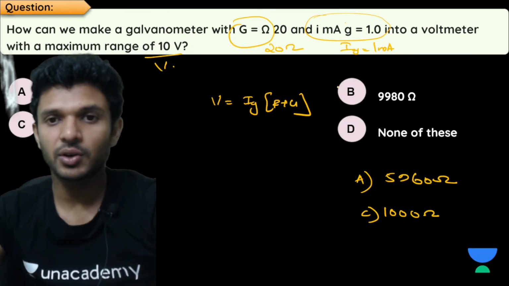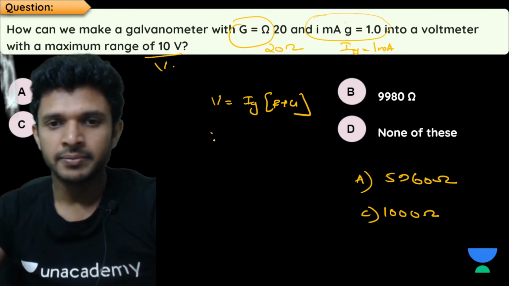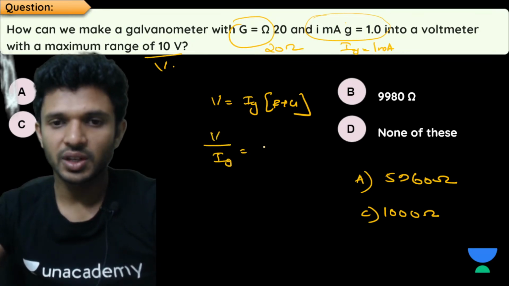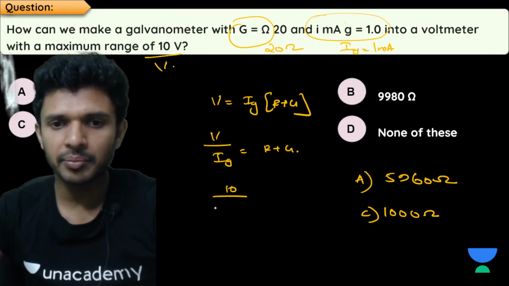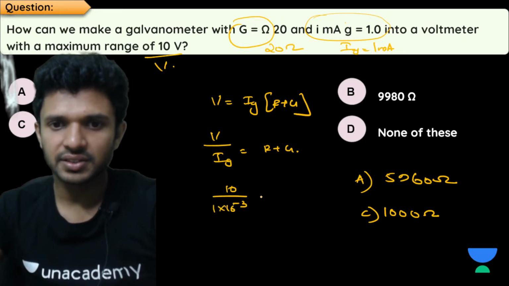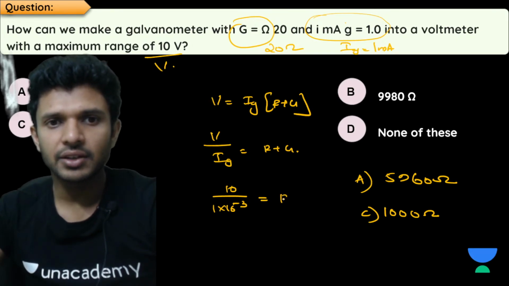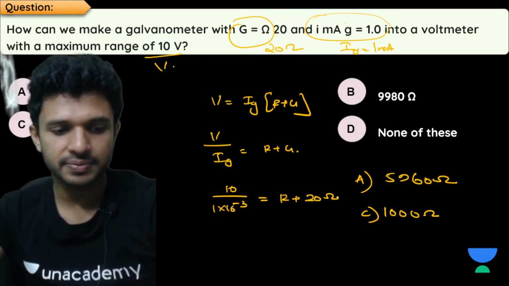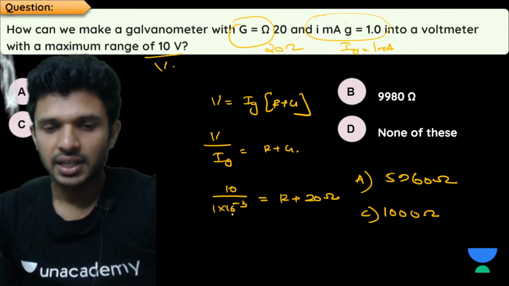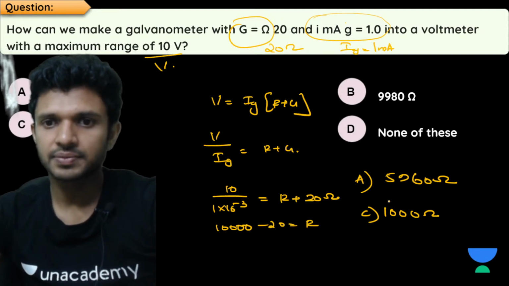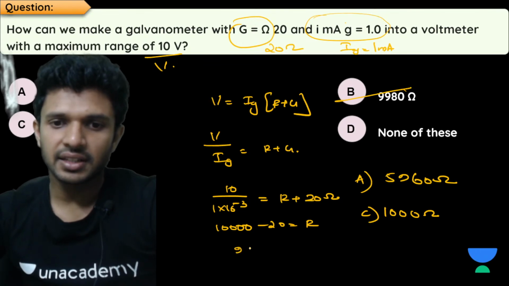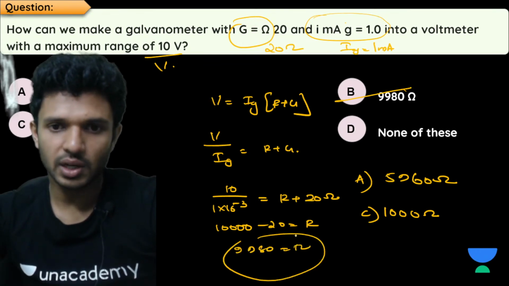So what has to be found out? R. V divided by Ig is equal to R plus G. Substitute. The value of V is 10. Ig is equal to 1 milliampere, that is 1 into 10 power minus 3. The value of R we don't know. The value of G is 20. This is 10 by 10 power minus 3, which is 10,000, minus 20, equal to R. So 9,980 is equal to R.